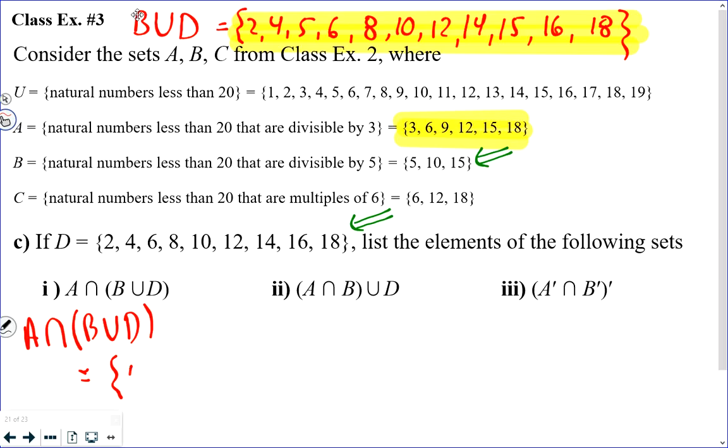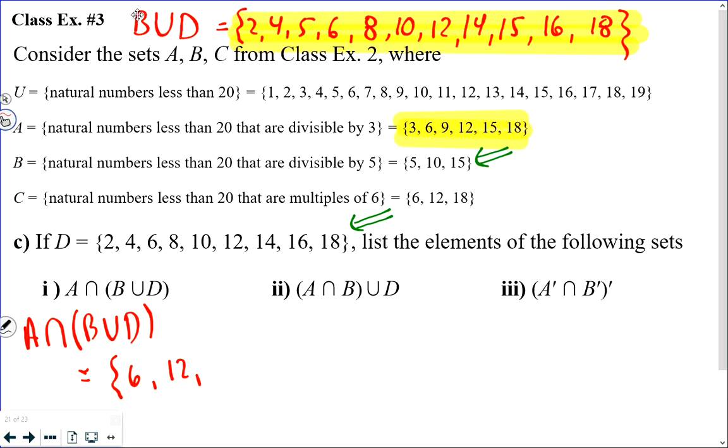Does it include 9? No, it includes 12. Again, I want to start with the smaller set. It will make things easier to eliminate things. 3 is in the smaller but not in the bigger. 6 is in both. 9 is in the smaller but not the bigger. 12 is in both.